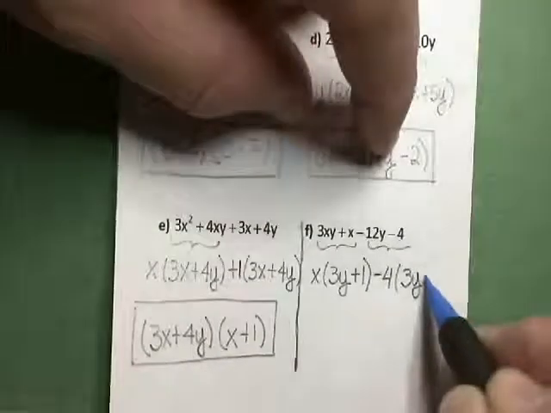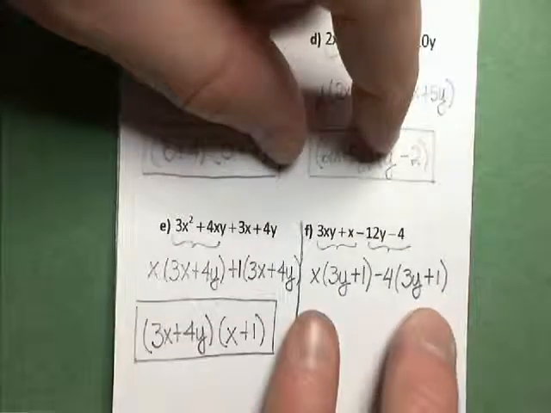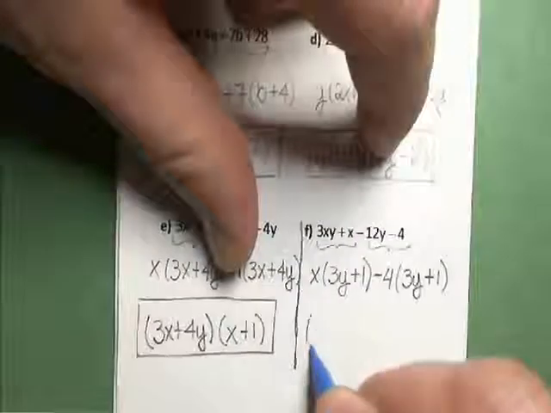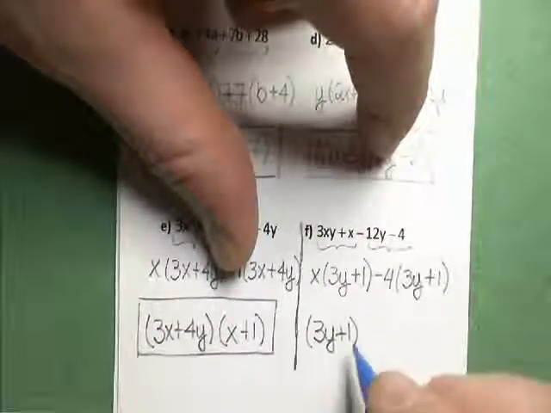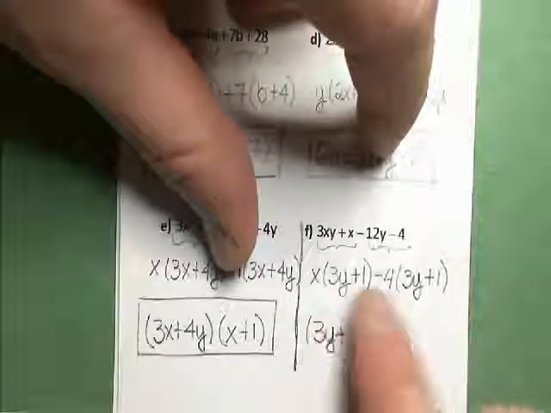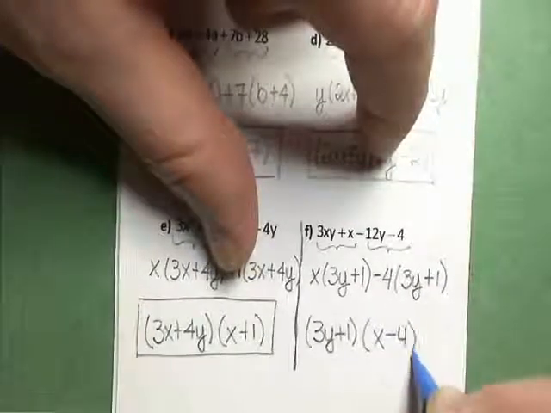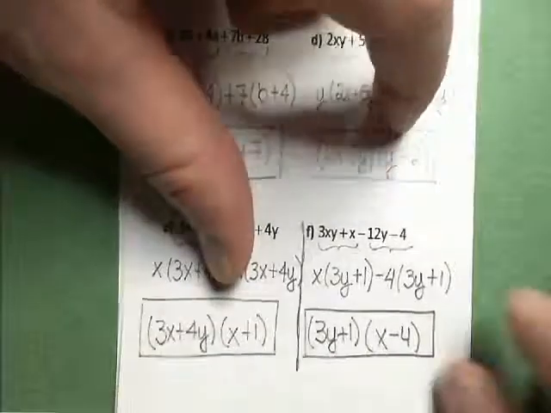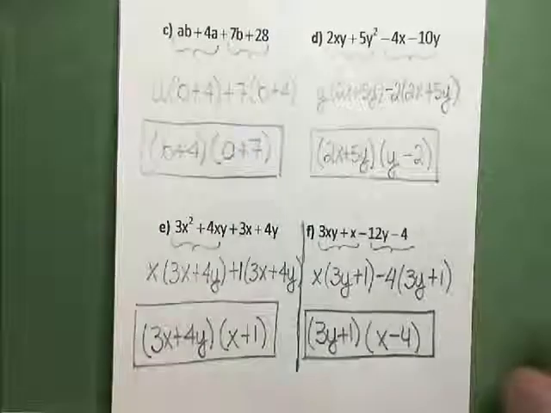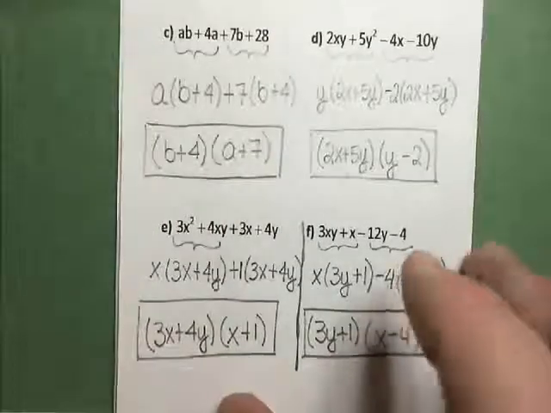Okay, what do these two terms have in common? 3y plus 1. And if I remove the 3y plus 1 from both terms, I'm left with x minus 4. And that's my factorization. Alright, very well. Let's go ahead and go to the next problems.